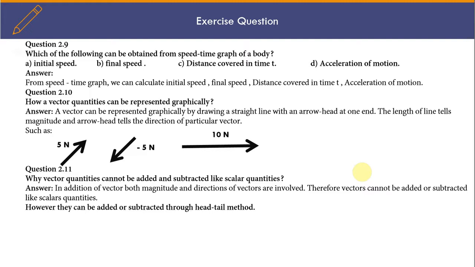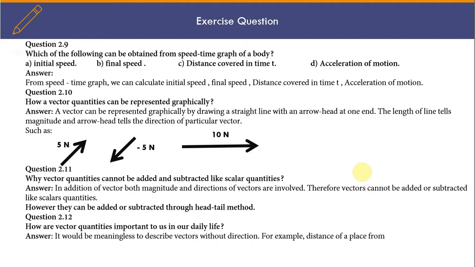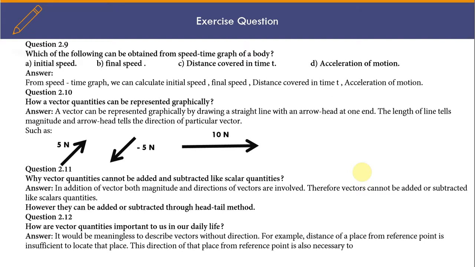We can add vectors according to the head-to-tail method. Now Question 2.12: How are vector quantities important to us in our daily life? It would be meaningless to describe vectors without direction. For example, the distance of a place from a reference point is insufficient to locate the place. The direction of that place from the reference point is also necessary to locate it.